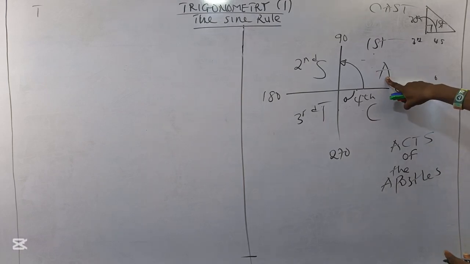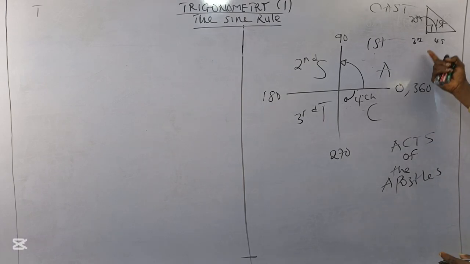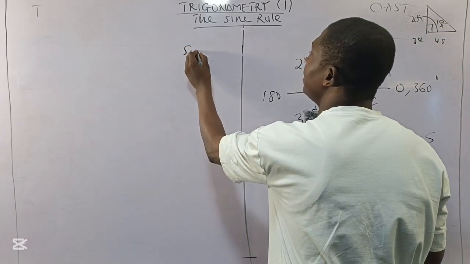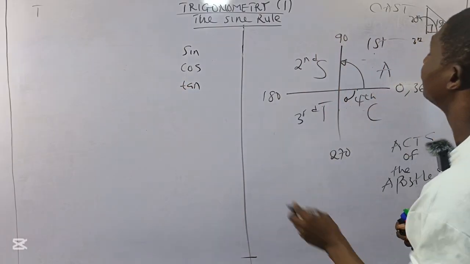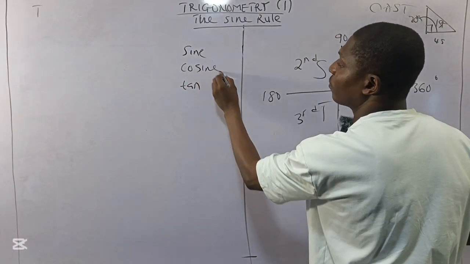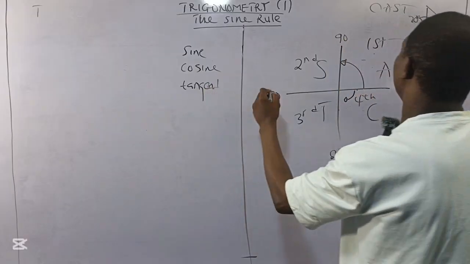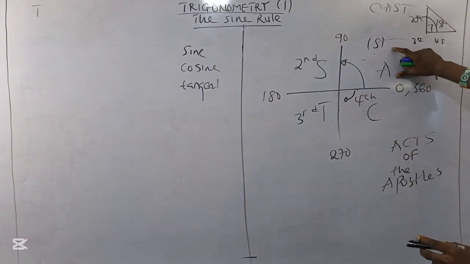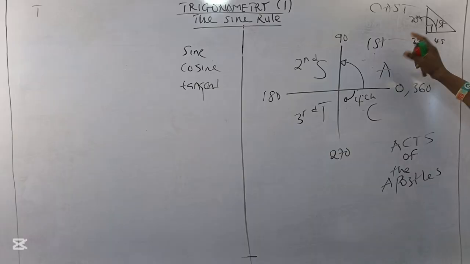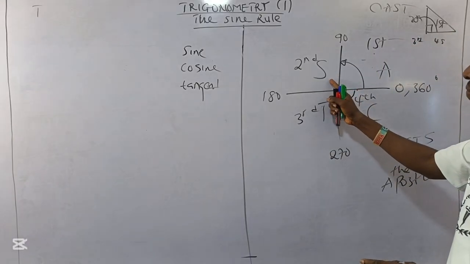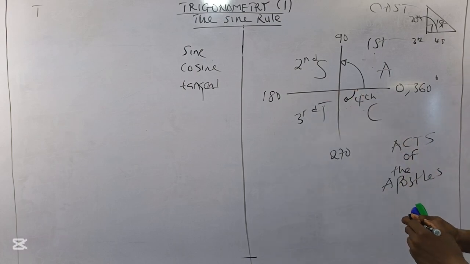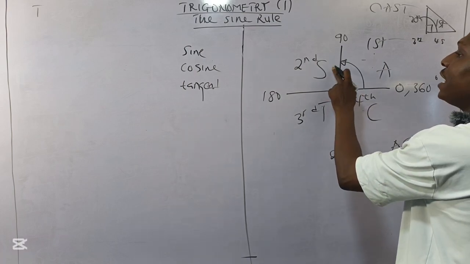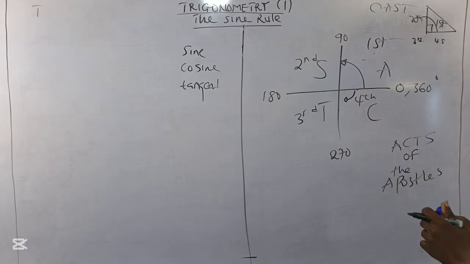So if we spell this, what you have to do now is this. The A here simply implies that all the functions are positive. And when I say functions, I mean sine, cosine, and tangent. The three functions for the first quadrant are positive. Now for the second quadrant, you see S standing here, which simply means only sine is positive. That implies that cosine and tangent in the second quadrant are negative.